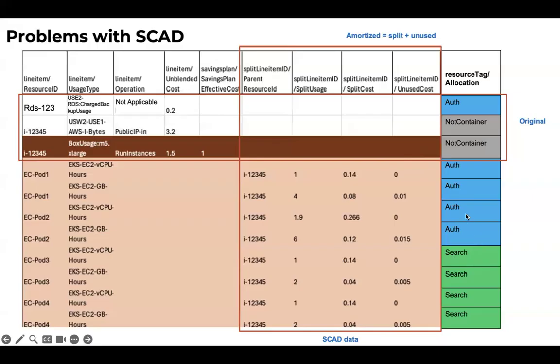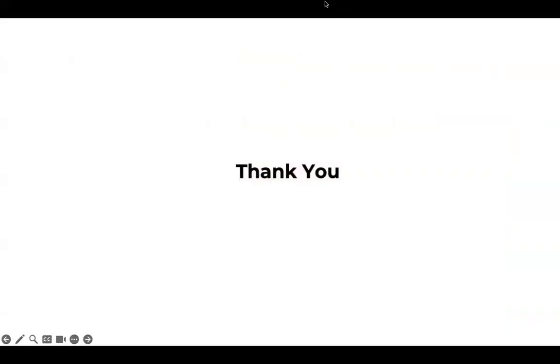So it would be very helpful if AWS actually produced a query or provided some guidance on how to use this data that SCAD is generating, and how to aggregate this data using cost allocation tags. So that's all. Thank you.